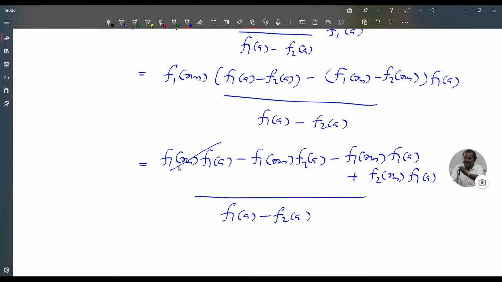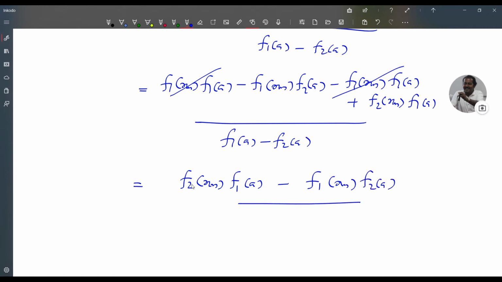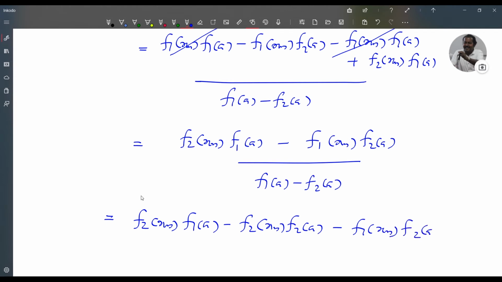So you can cancel these two terms. This is equal to f2 of xn into f1 of a minus f1 of xn into f2 of a divided by f1 of a minus f2 of a. So that is equal to f2 of xn into f1 of a, you add and subtract f2 of xn into f2 of a, minus f2 of xn into f2 of a minus f1 of xn into f2 of a plus f2 of xn into f2 of a, all divided by f1 of a minus f2 of a.